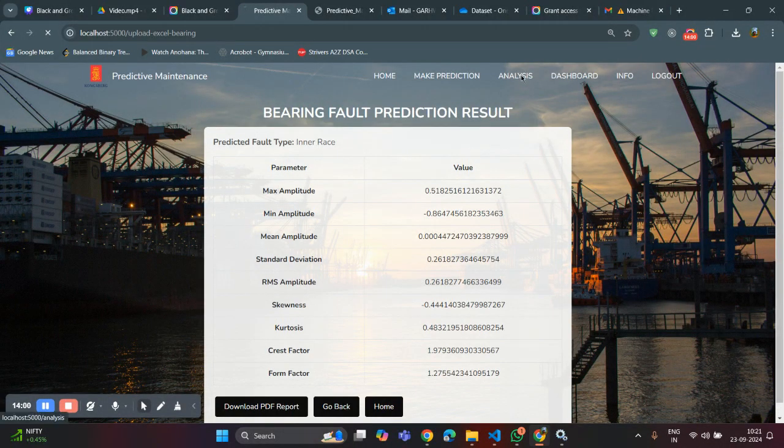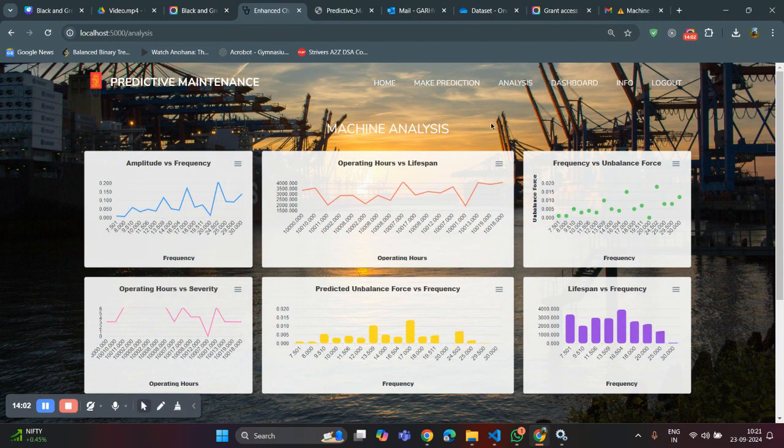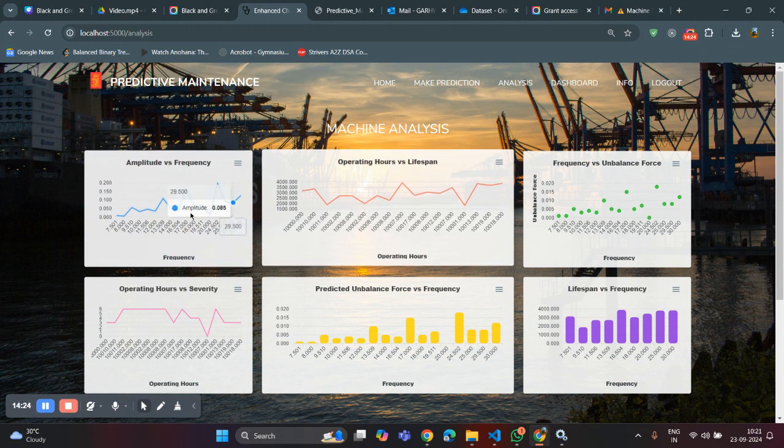Now the another feature which we have is analysis. It will show you the visual analysis of our system: how the frequency and amplitude are varying in the machine, how the unbalanced force is varying with the frequency, how the lifespan is varying with the operating hours, how the severity is varying with the operating hours. It will show you the real time analysis of our machine.